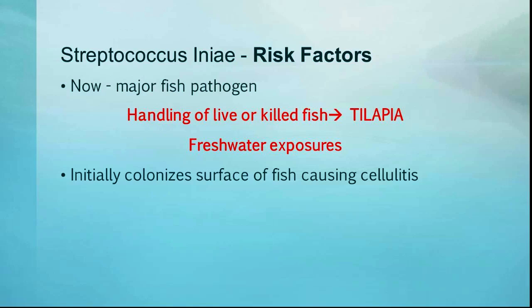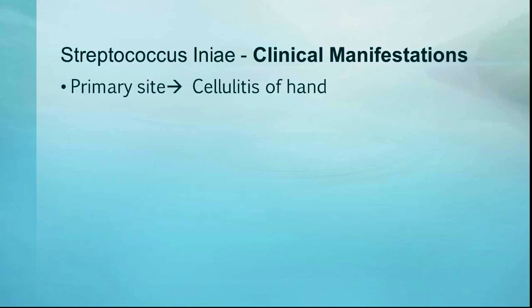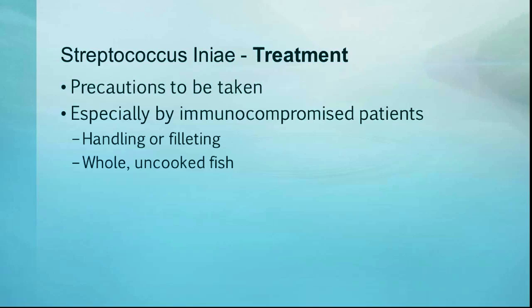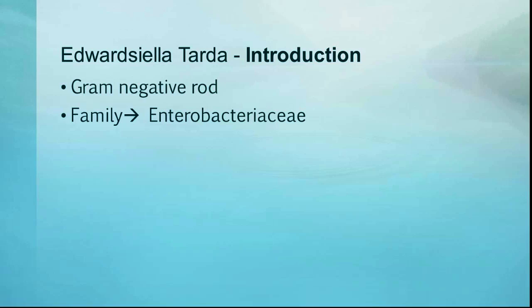Now it's a major fish pathogen, and the one thing that's important to know is that you can get that from handling a live or killed fish, usually tilapia. And it's associated with freshwater exposures, as opposed to Vibrios, which are saltwater. So the primary site is cellulitis of the hand, and you should take precautions when you handle especially tilapia, especially for immunocompromised patients, because they can get this infection easily by handling or filleting the whole uncooked fish, if the fish itself is infected.